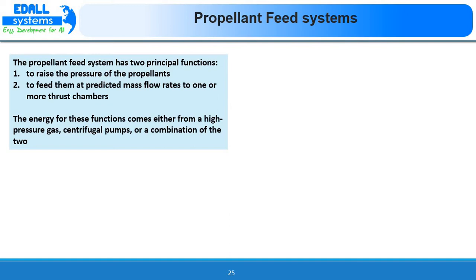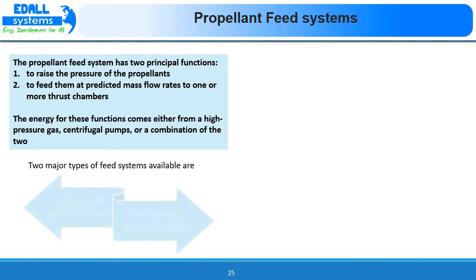They have to raise the pressure of the propellants when they are stored in the tanks, and maintain that pressure. And second, they have to feed them at predicted mass flow rates to the thrust chambers which are available for the combustion. The energy for these functions comes either from a high pressure gas, centrifugal pumps, or a combination of the two. So there is some energy required to operate these feed systems and it usually comes from a high pressure gas, centrifugal pumps, or a combination of the two.